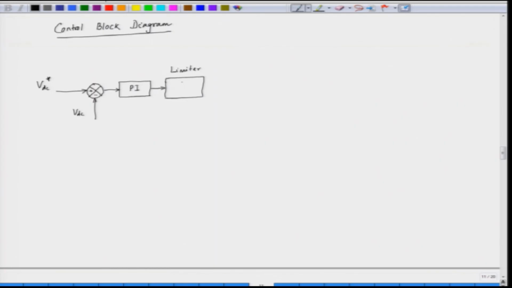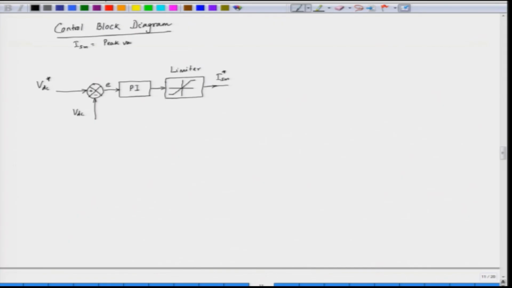And then we feed the output of the PI controller to a limiter. This limiter will limit the output of the PI controller. This error basically gives an idea of the current. The current magnitude is decided by the proportional integral controller, and the output of the limiter is the peak value of the input current, which is ISM.